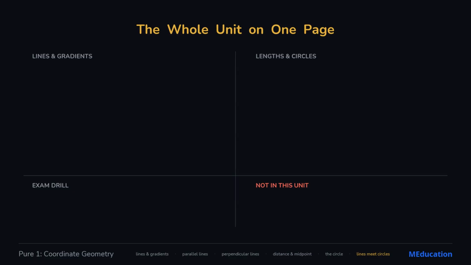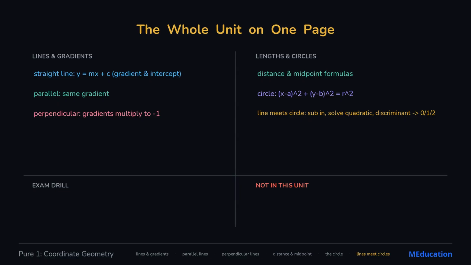Coordinate geometry turns shapes into algebra. A straight line is fixed by its gradient and intercept as y equals mx plus c. Lines with the same gradient are parallel, and when two gradients multiply to -1, the lines are perpendicular. Steepness controls how every line relates. On the right sit the measuring tools.